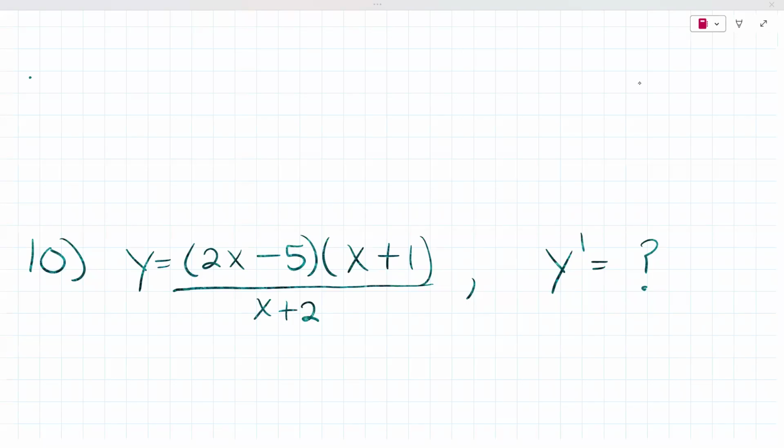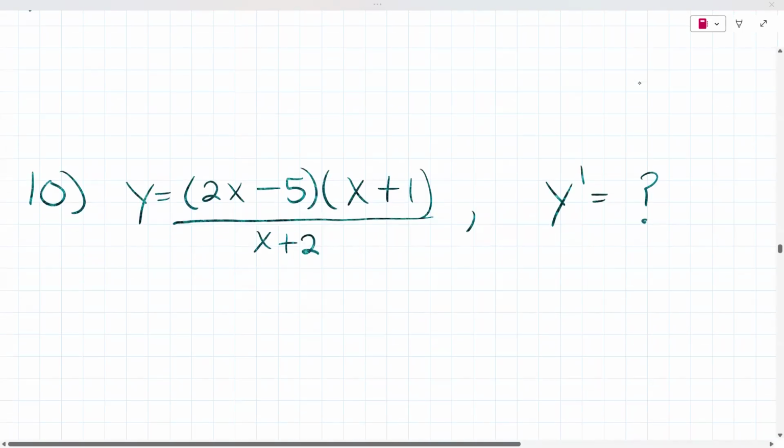Hello, this is part two of the continuous chapter test on derivatives. So go ahead, we're going to test your knowledge on the different derivative techniques. Let's just continue on with question 10. Question 10 says we have y equals 2x minus 5 times x plus 1 over x plus 2. We've got to find y prime.